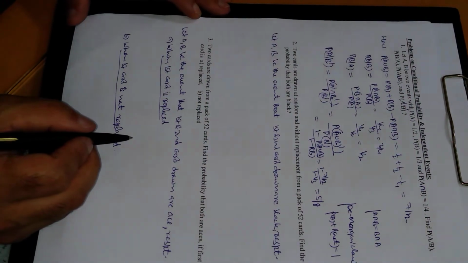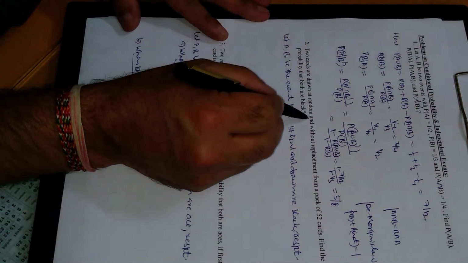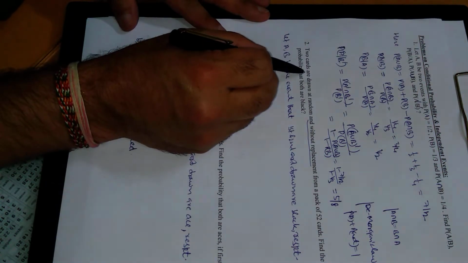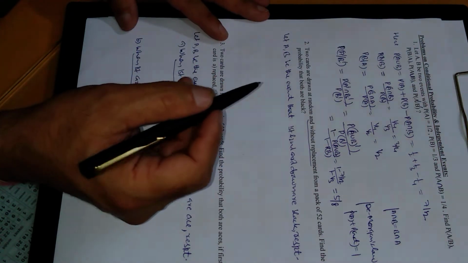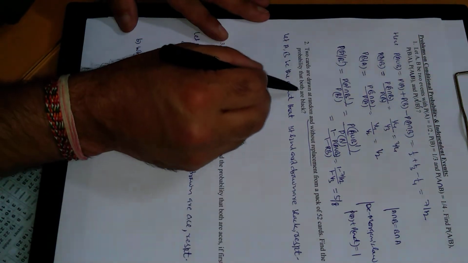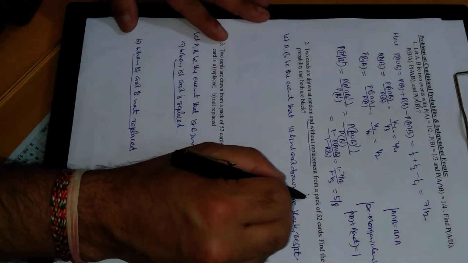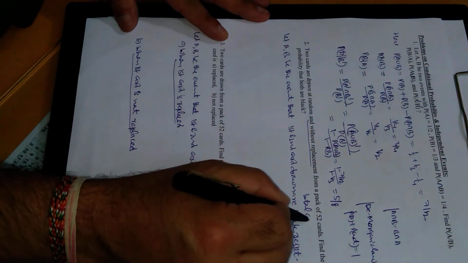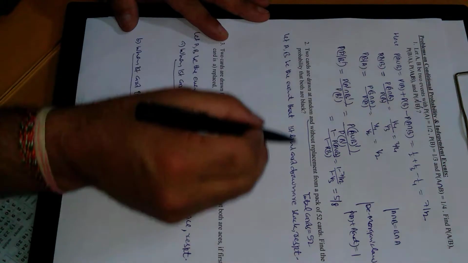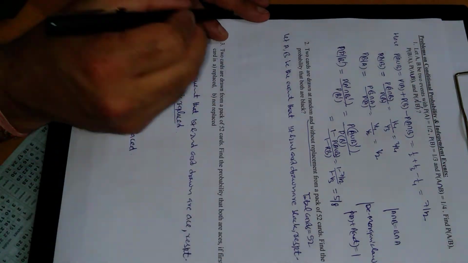Now the second question. Two cards are drawn at random and without replacement. Without replacement means two cards are not drawn simultaneously. These are taken off one by one from a pack of 52 cards. Find the probability that both are black. So total cards are clearly 52. These are the total number of possible outcomes.